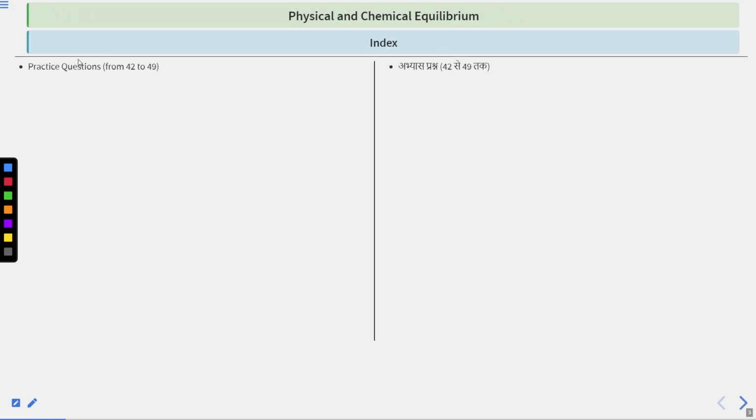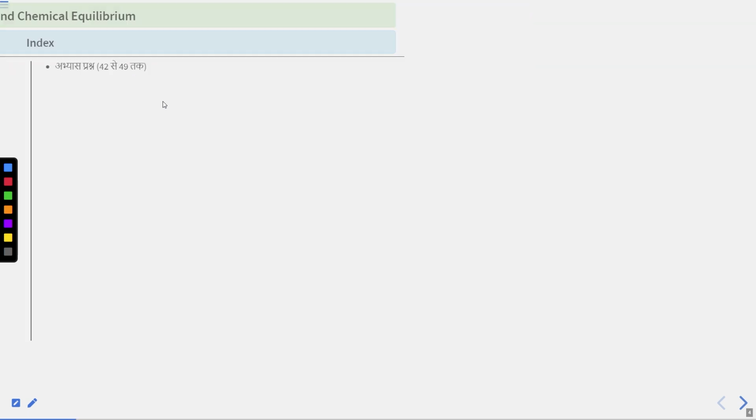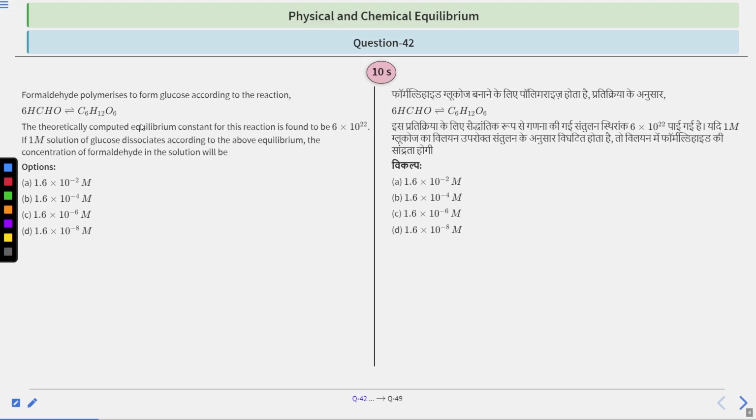Index slide. We are going to see some practice questions from question number 42 to question number 49. Let's start with question number 42.